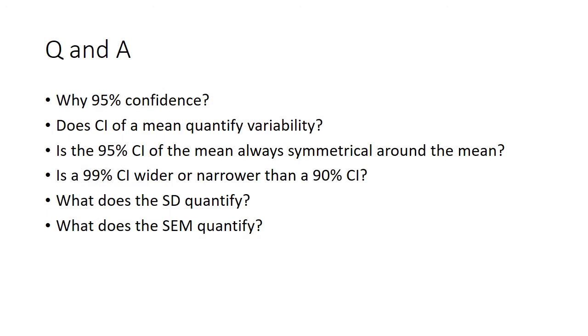Why do we look at a 95% confidence interval? Does the confidence interval of a mean quantify variability? Is the 95% confidence interval of the mean always symmetrical around the mean? Is the 99% confidence interval wider or more narrow than a 90% confidence interval? And what does the standard deviation quantify? And what does the standard error of the mean quantify?